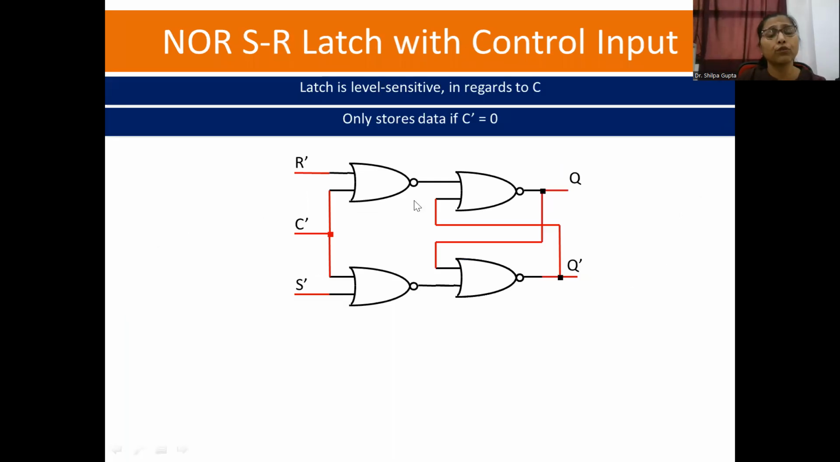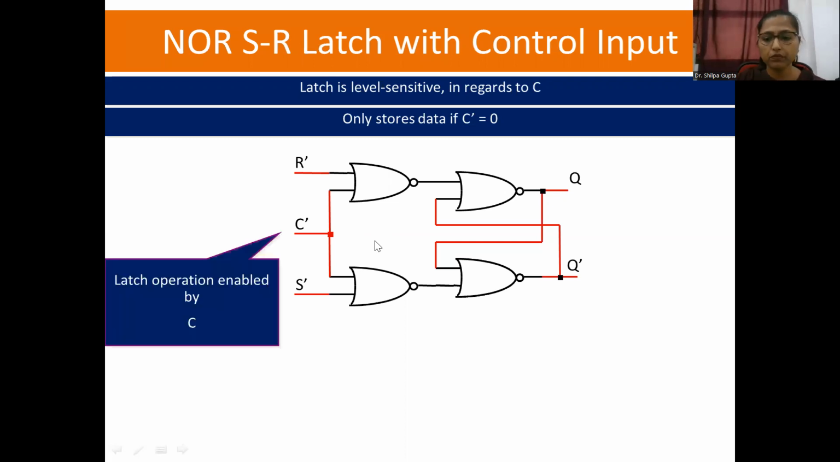So this is the design for the SR latch using NOR gate with the clock signal, same as was in the case of NAND. This is the same, and the truth table is also the same.